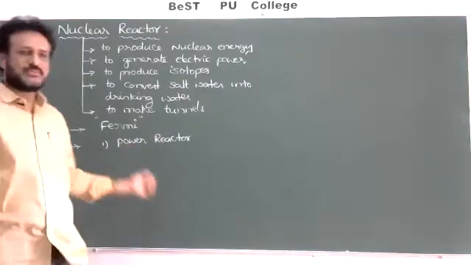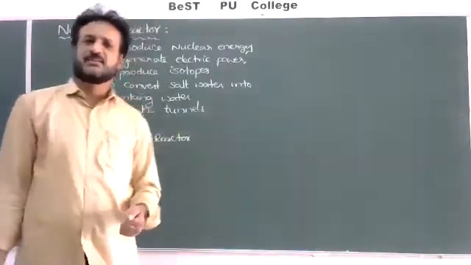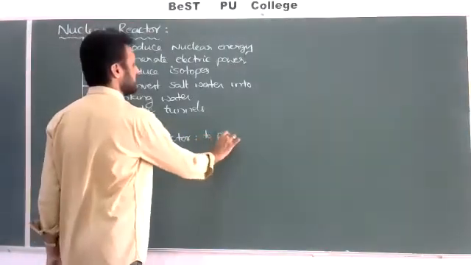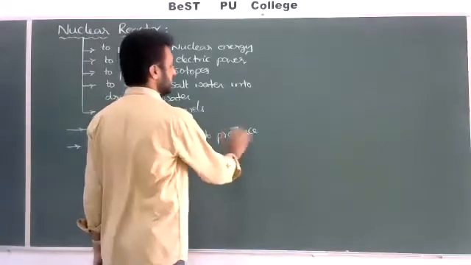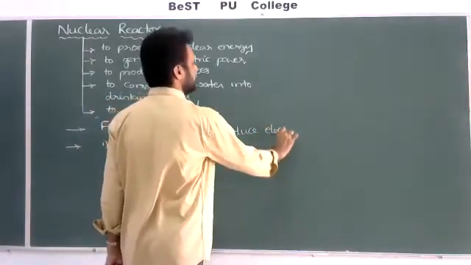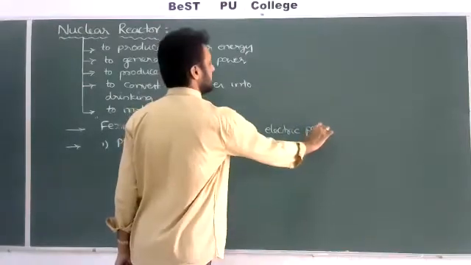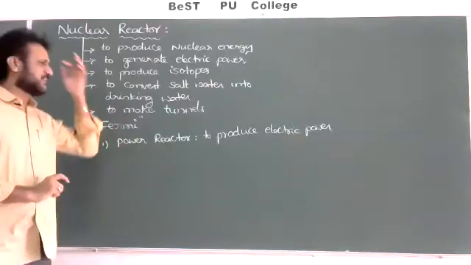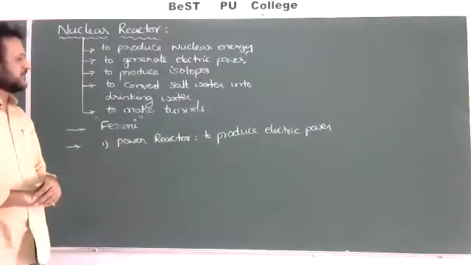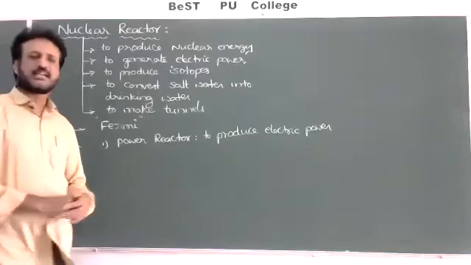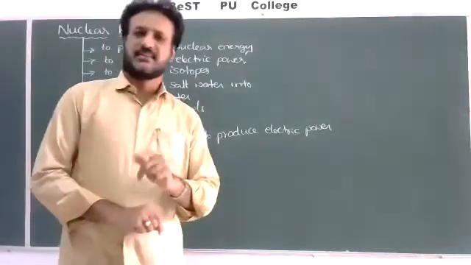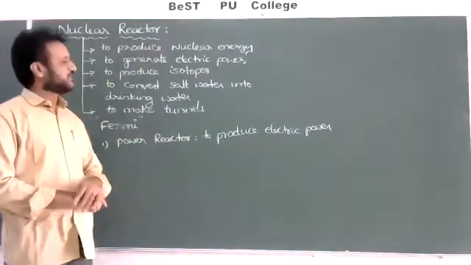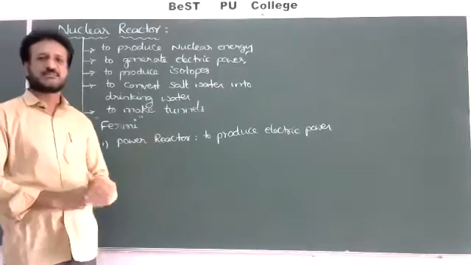The purpose of the reactor is to produce electric power. Generally, it is used to generate electric power. There are a large number of reactors in India also. For example, in Karnataka we have Kaiga. At Kaiga there is a nuclear reactor which is used to produce electric power, and also at different places we have a large number of reactors.